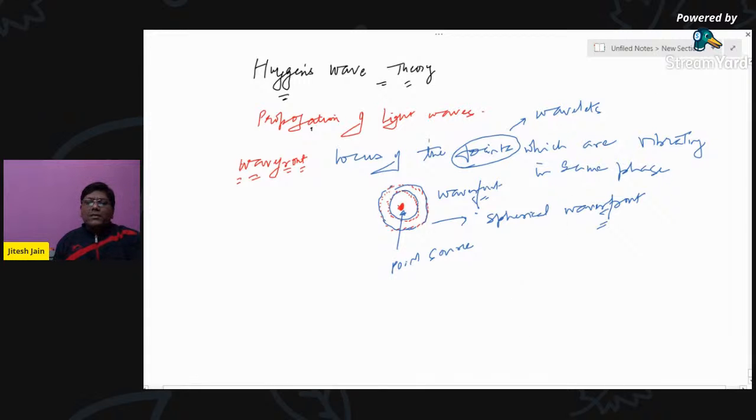Now, students, when I say spherical wavefront, what does it mean basically? It means that the wavefront will be in the shape of a sphere. So, owing to that, there are basically three kinds of wavefront, dear students. Let us observe these three kinds of wavefront, which are very important to understand.